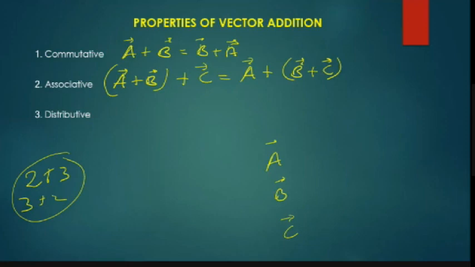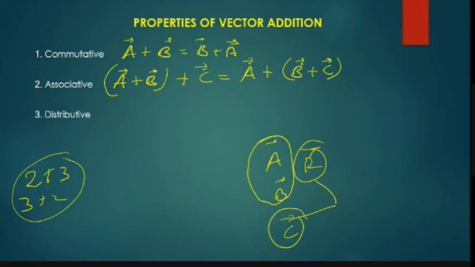I want to add these three vectors. Sir, the sum of three vectors does not depend on which pairs are added. Okay, the order is not important. That means either first you can add vector A and vector B, then you will get a resultant. That resultant you add with C. So you will get the net value.